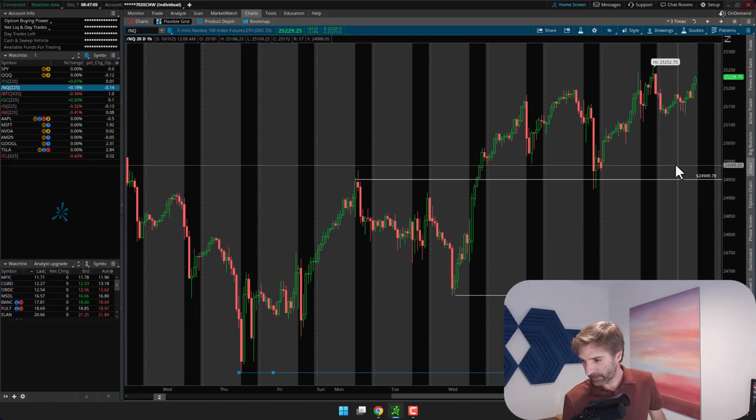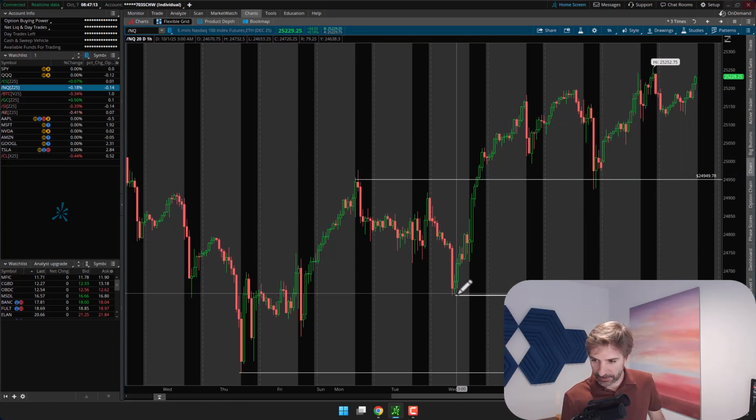So these are the 3 price levels that we will be watching to add long exposure, just in case the tone does not change. So with that said, I conclude the video and have a wonderful trading day today.